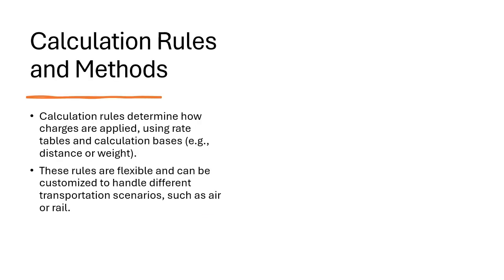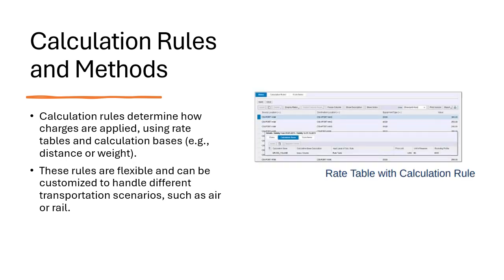And next is the calculation rules and methods. Calculation rules govern how charges are computed, such as multiplying a base rate by distance or weight. SAP TM also allows flexible calculation methods to suit different transportation scenarios. And this image shows a rate table which applies the calculation rule, showing how base rates are modified by factors such as distance to calculate the final transportation cost.